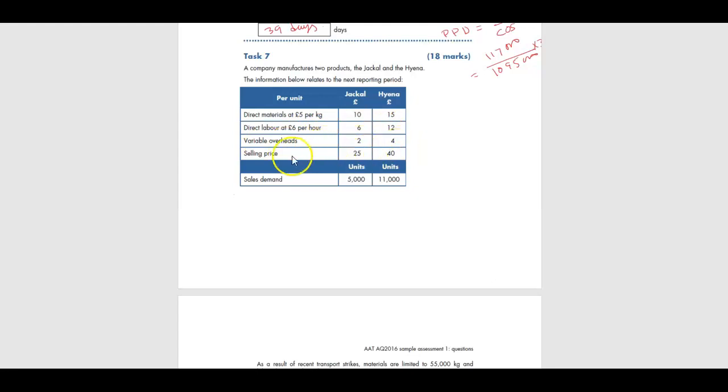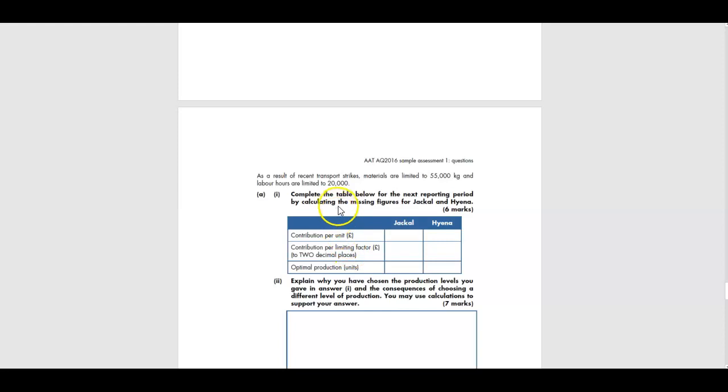So an issue will happen, even though demand is really high, 5 and 11, we don't have enough resources. We cannot make all of this. Either there will be a shortage of material or a shortage of labor. Let's have a look. Which one is the shortage here? As a result of a recent transport strike, material is limited to 55,000 kg and labor hour is limited to 20,000 hours. So we need to see which one is the limiting factor. What is the requirement here? The requirement here is to complete the table below for the next reporting period by calculating the missing figures for the Jackal and Hyena. So let's have a look.